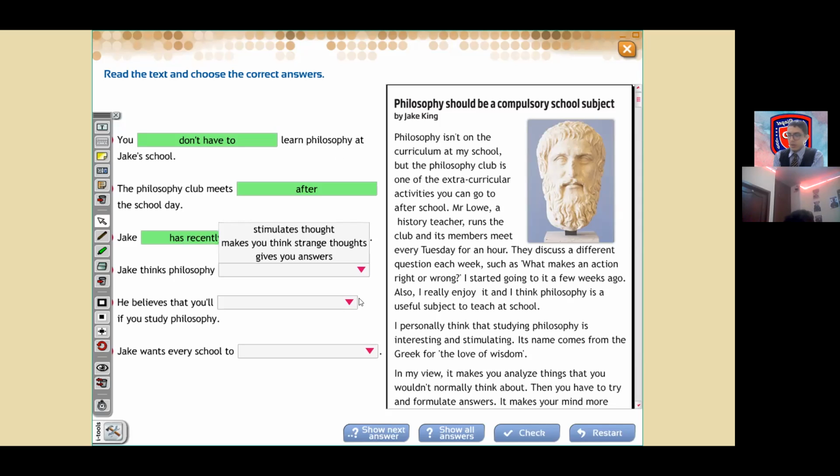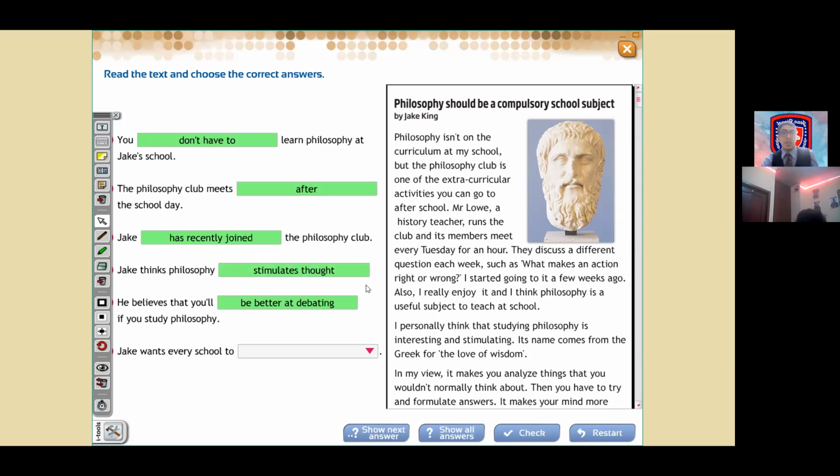Let's wait for your ideas. And let's check this. Correct. Thank you so much. Remember, in this case, it stimulates a thought. That's the idea that Jake is giving us. Then the final one that says, he believes that you will be better at debating if you study philosophy. Correct. And the final one, which says that Jake wants every school to have a philosophy club or to teach philosophy or be interested?